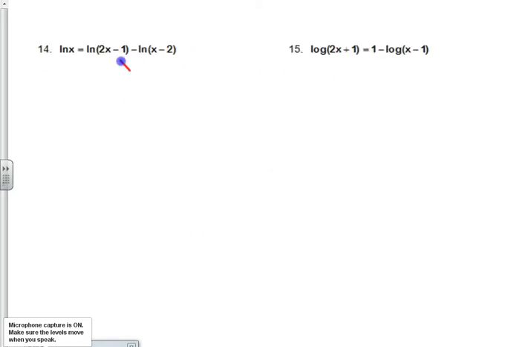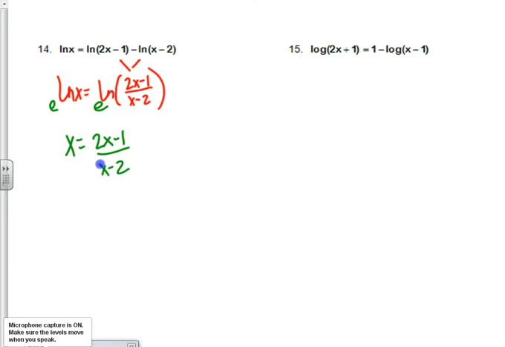Here, we only have to condense this side together. So, using the quotient property, 2x minus 1 over x minus 2. I would exponentiate both sides with an e, kind of neat because the e in natural log will cancel, leaving me with x equals 2x minus 1 over x minus 2. Now this is a proportion. You want to cross multiply it, and then once again we get a quadratic. I'm going to subtract 2x and add 1, so we get x squared minus 4x plus 1 equals 0.